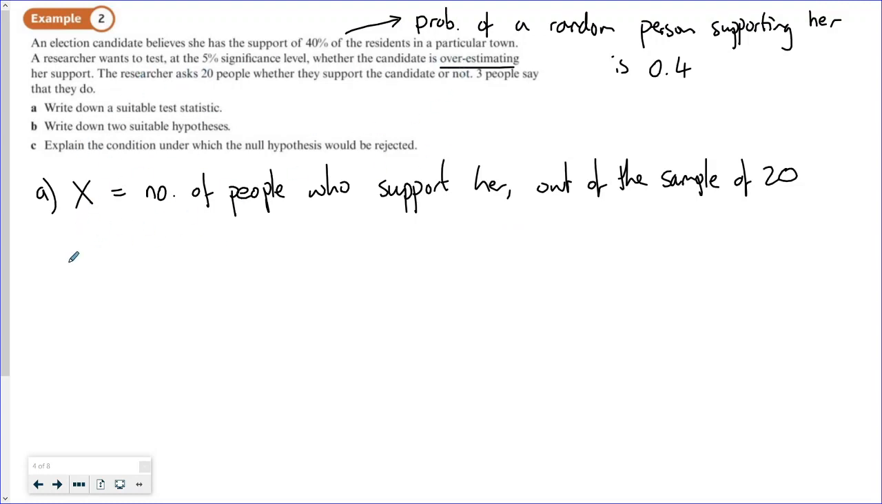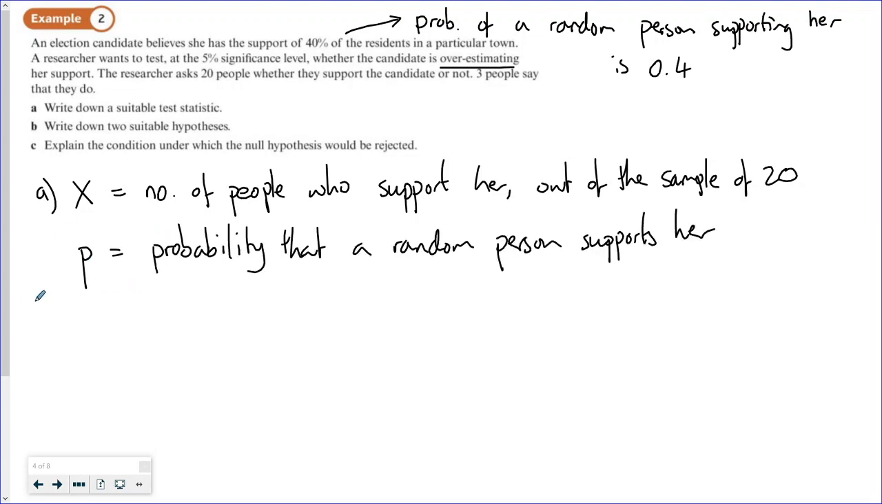So next we need to define a probability. The probability that we're interested in here is the probability that a random person supports her. So let's say P is the probability that a random person supports her. So now we can write down our null hypothesis and our alternative hypothesis.